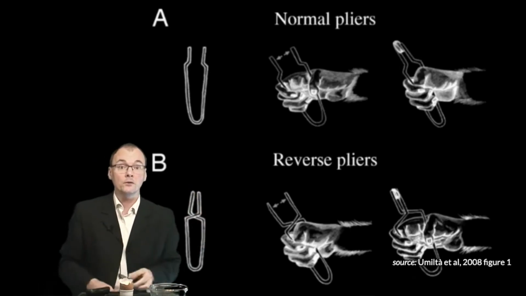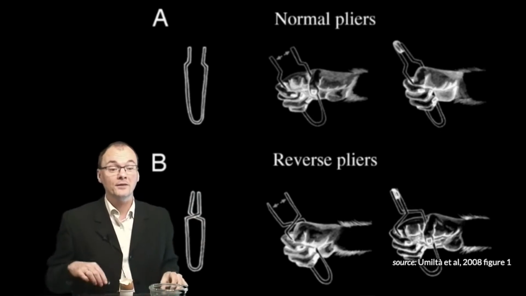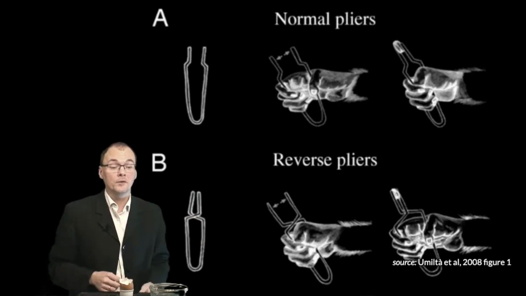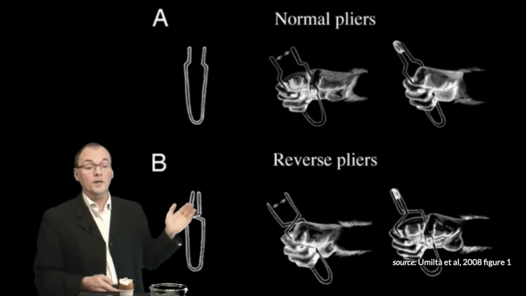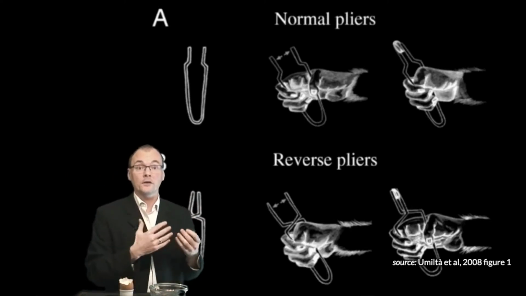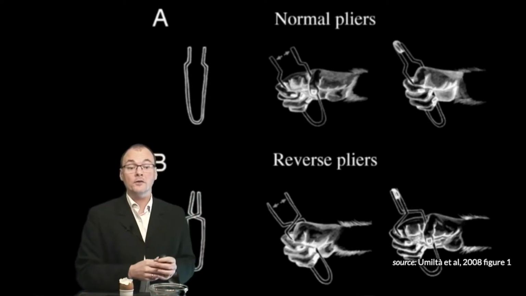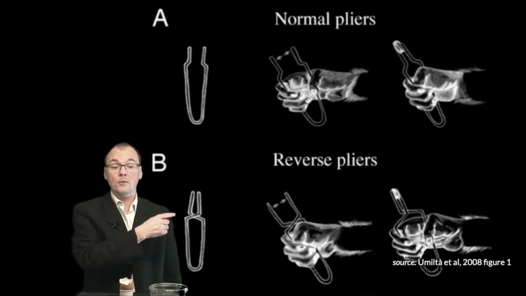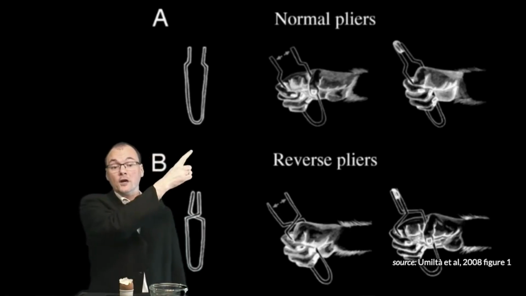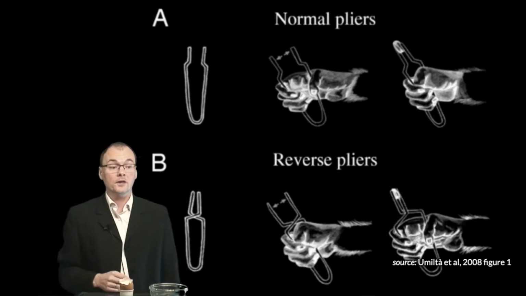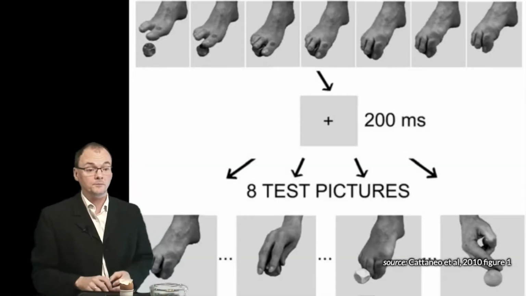So we've got quite a radical change to the kinematics which are involved between the two cases. And what Umilta and colleagues demonstrated, I won't show you the graphs, is that they got comparable motor representation of action across the two cases, despite the radical change in kinematics.